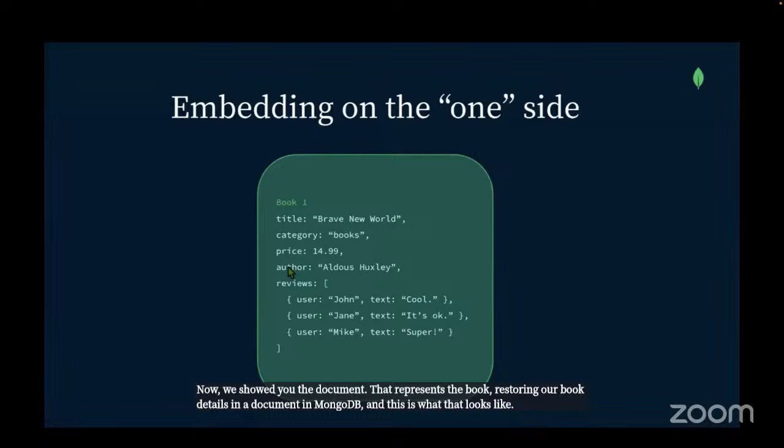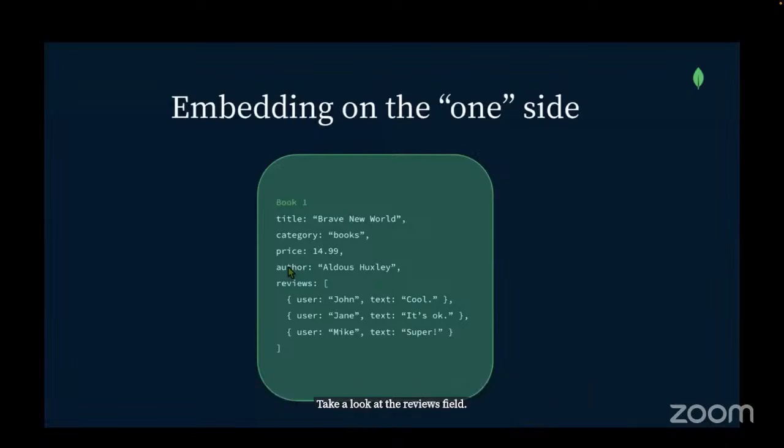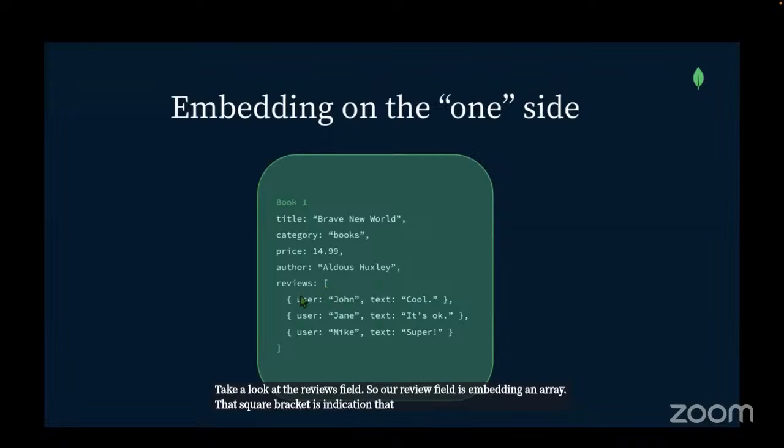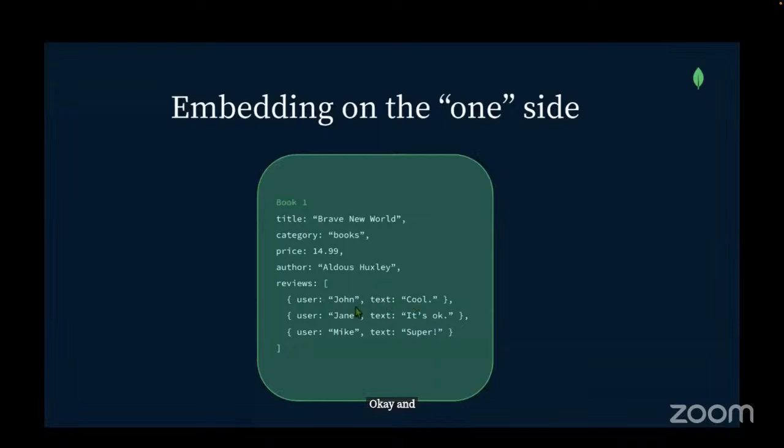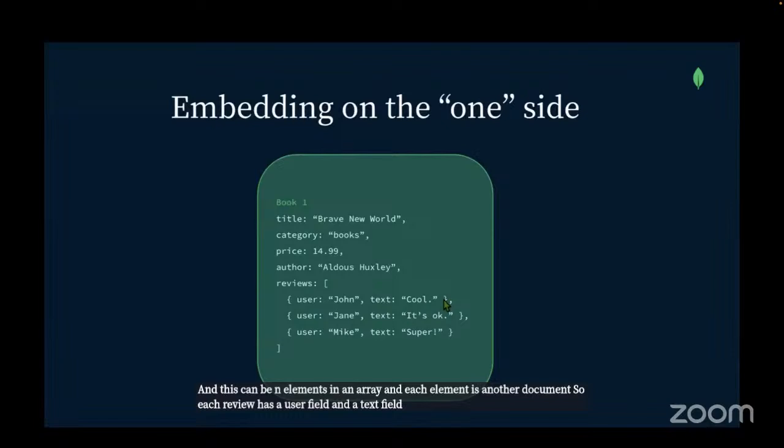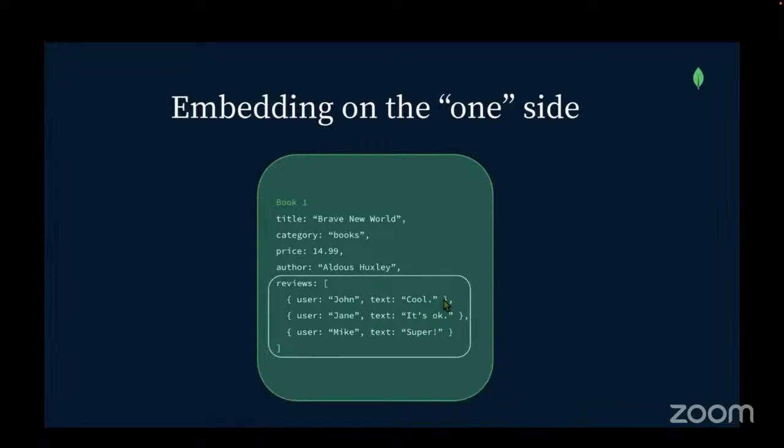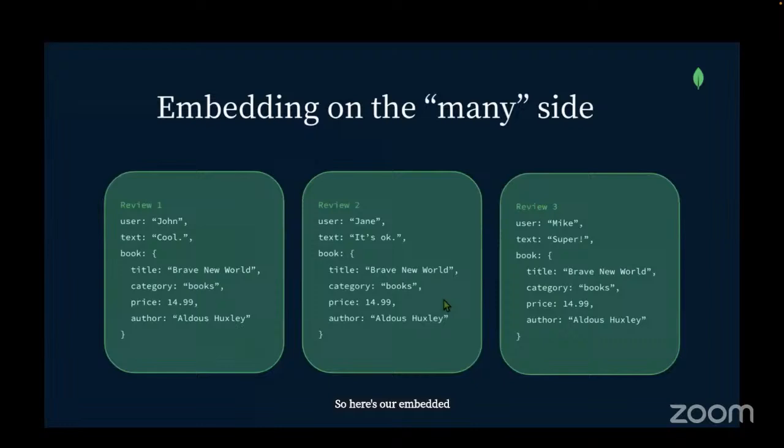Take a look at the reviews field. So our reviews field is embedding an array. That square bracket is an indication that there's an array of data underneath this field. And this can be n elements in an array, and each element is another document. So each review has a user field and a text field. And I would imagine it would have a rating as well. This is kind of an abbreviated example. So here's our embedded field, reviews.